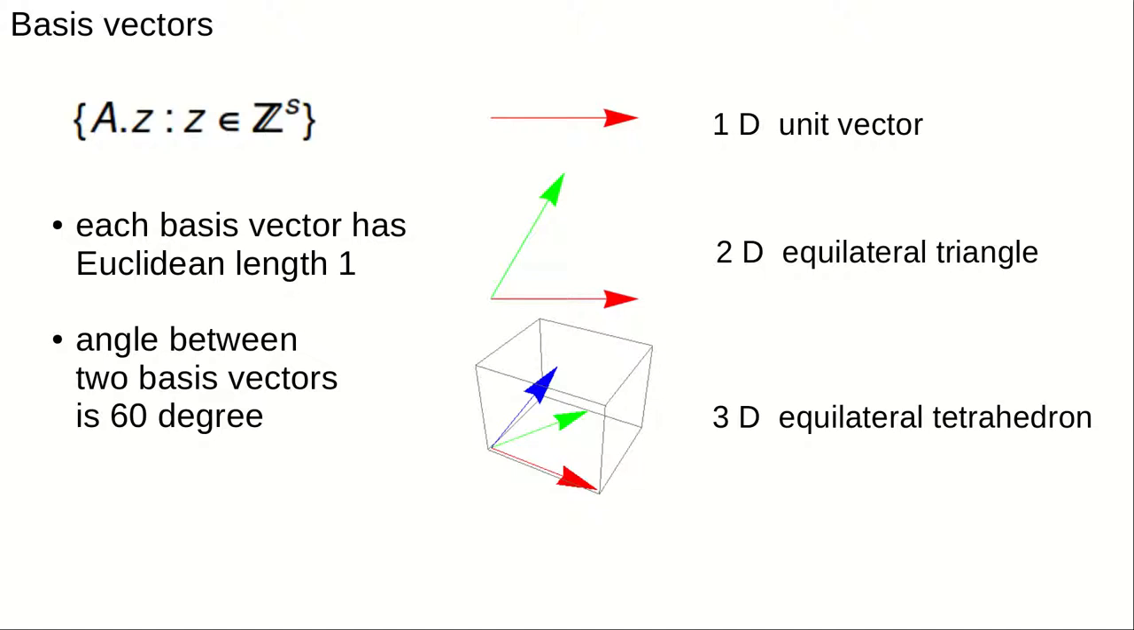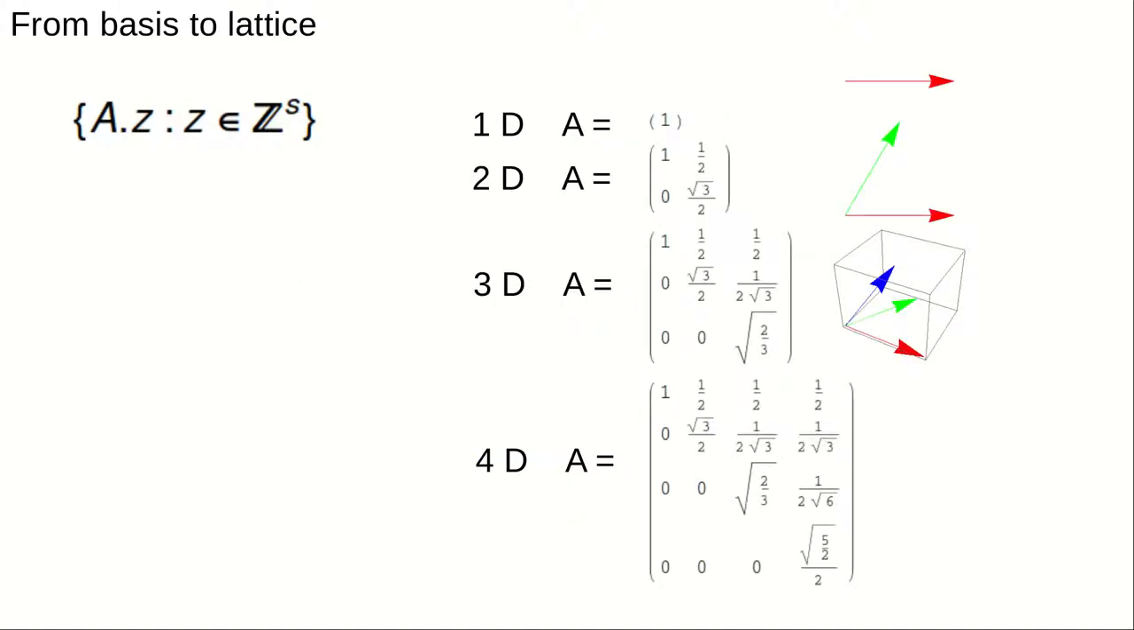Each of these lattices is parameterized by the multidimensional integer grid. The integer vectors are simply multiplied by a matrix that contains the basis vectors. Each basis vector has length 1, and the angle between two basis vectors is 60 degrees. Each basis induces the basis of the next higher dimension.